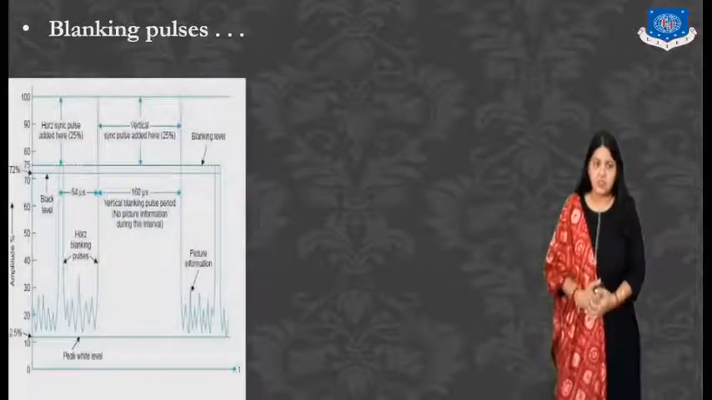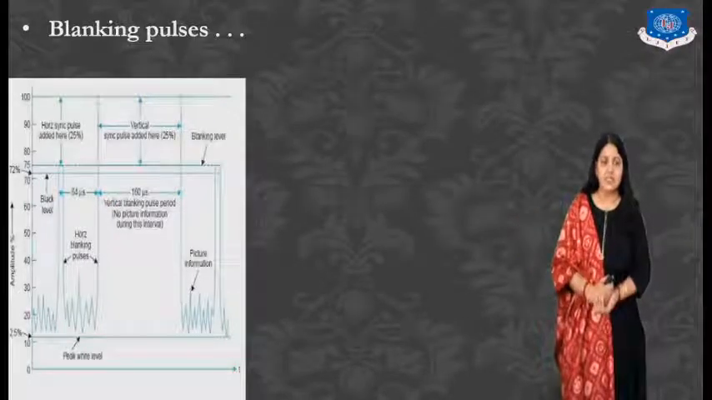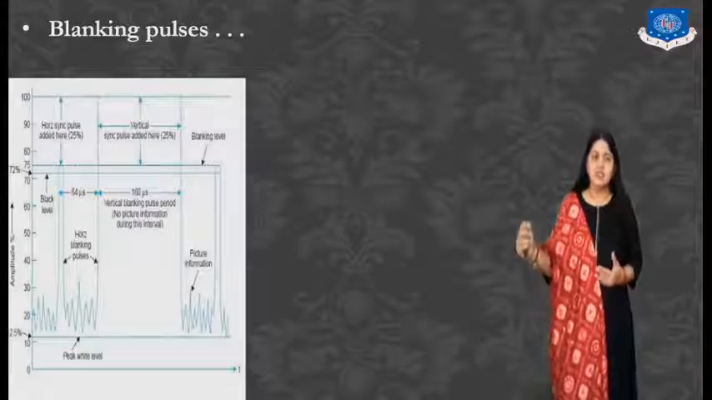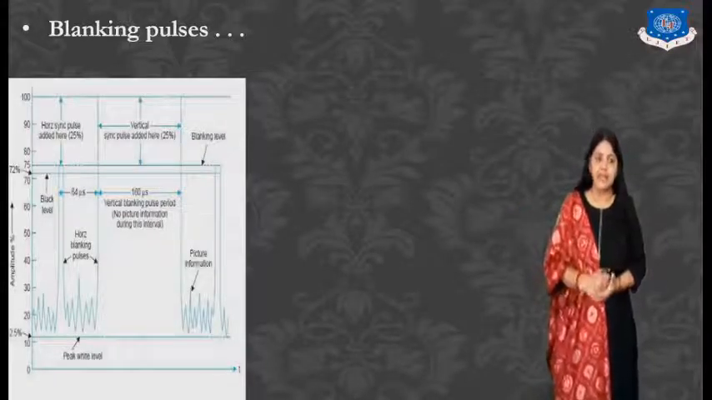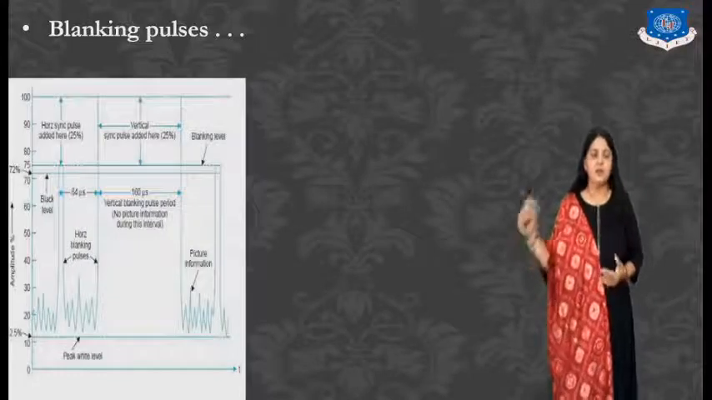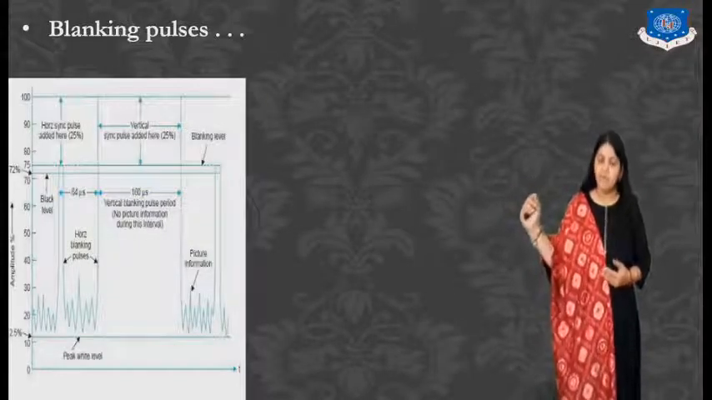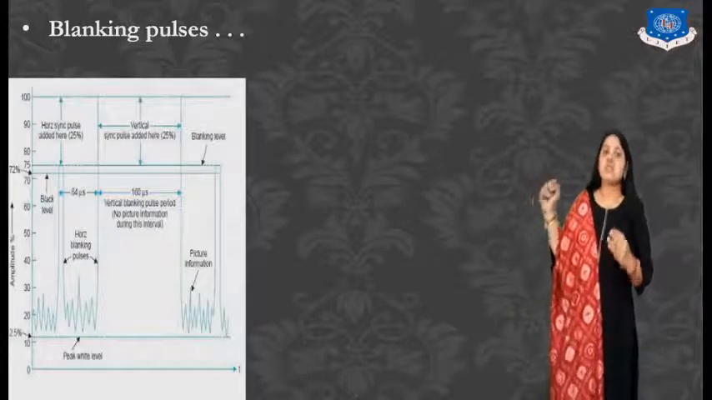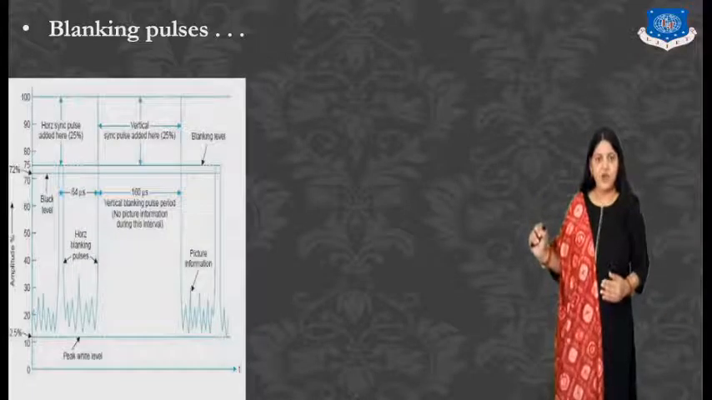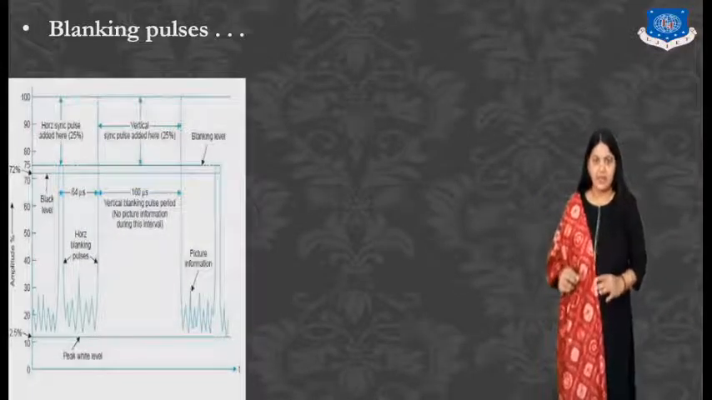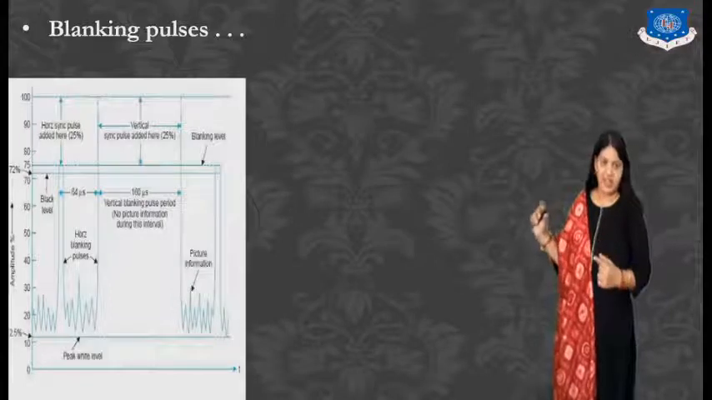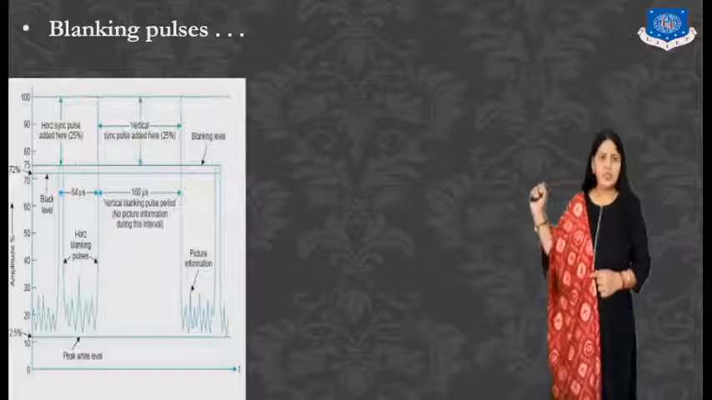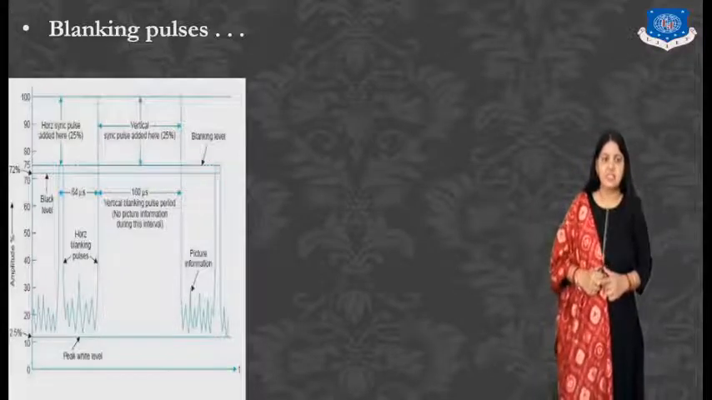The blanking pulse. Here in the diagram you can see the composite video signal, and the horizontal blanking level. The use of the blanking pulse is to make the retrace invisible. The retrace period is about 12 microseconds. After the end of one line of scanning, the blanking pulse is sent within those 12 microseconds.